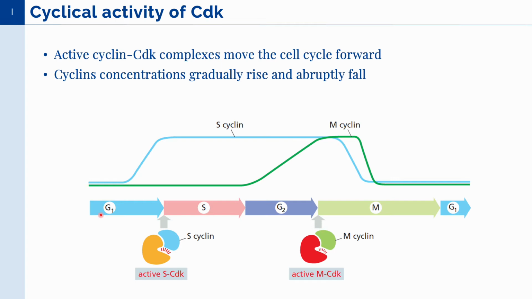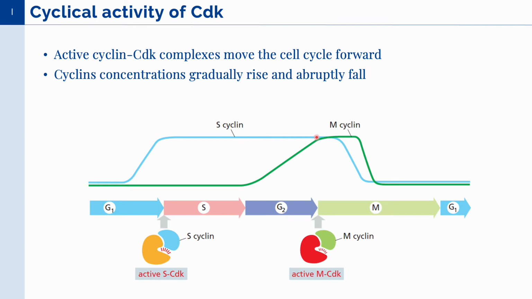In this figure, we can see that active cyclin-CDK complexes are the ones that actually move the cell cycle forward. Here we see an example of two cyclin-CDK complexes. We have S-CDK and M-CDK. And here we can see that S-CDK drives the cell towards S phase, meanwhile M-CDK drives the cell towards M phase. Another thing we see is that these complexes are only active when cyclin concentration is at its peak. So for example, S-CDK is only active when the S-cyclin reaches its peak, and the same can be said for M-cyclin here at its peak.